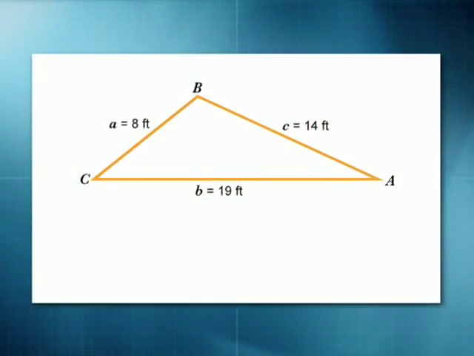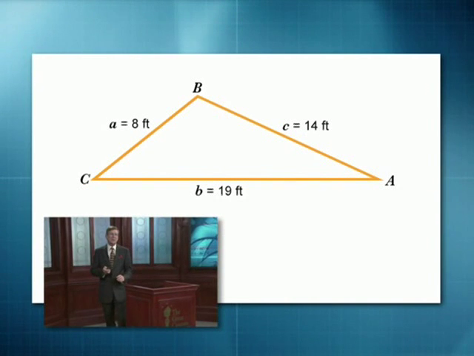Okay, here's our triangle. We'll label it as usual, ABC, and the sides will be 8 opposite angle A, 19 opposite angle B, and 14 opposite angle C. The goal is to find the three missing angles. Angle at A, angle at B, angle at C. Okay, here we go.